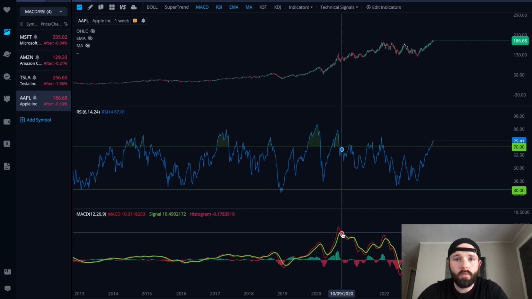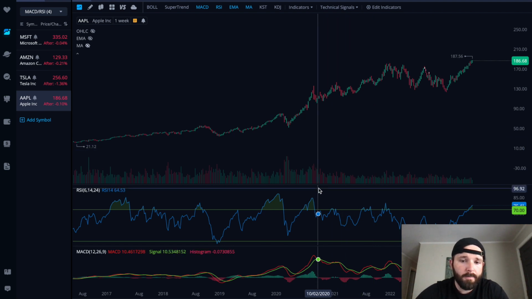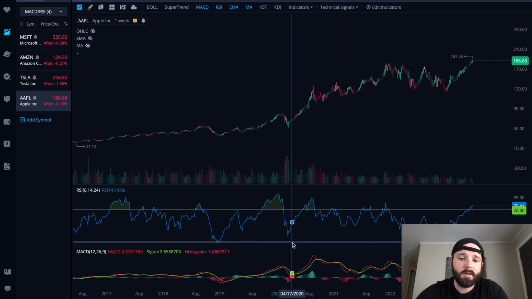All right, this is how you can use the RSI and the MACD indicators to benefit your trading or investing. All right, let's jump right in. RSI is going to be first. I'm going to call these green lines our signal lines.